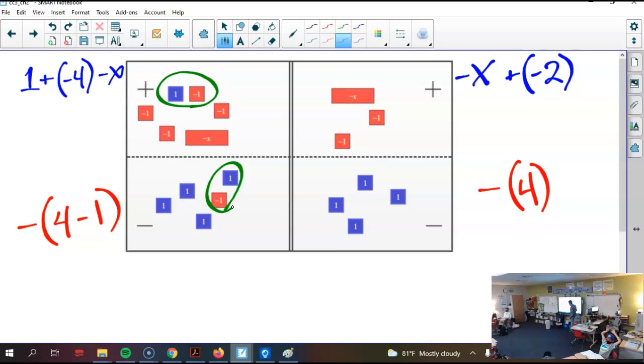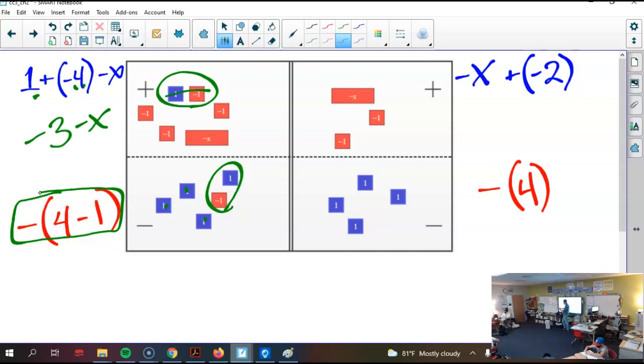I think that's it. So guys, these making 0 is us doing 1 minus 4. What's 1 minus 4? Negative 3. And I still have that negative x. And we said these all become, well, what's this simplified down to? Negative 3. Guys, we're doing algebra now.